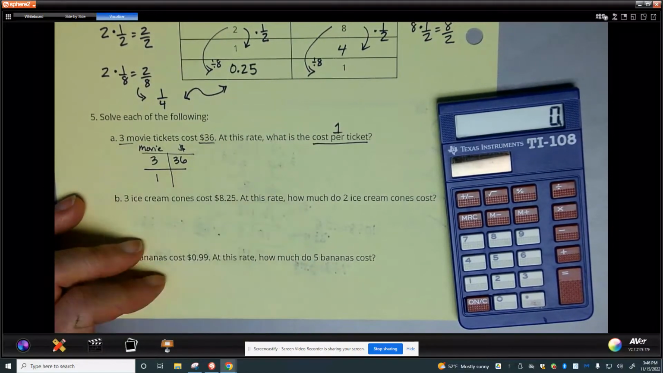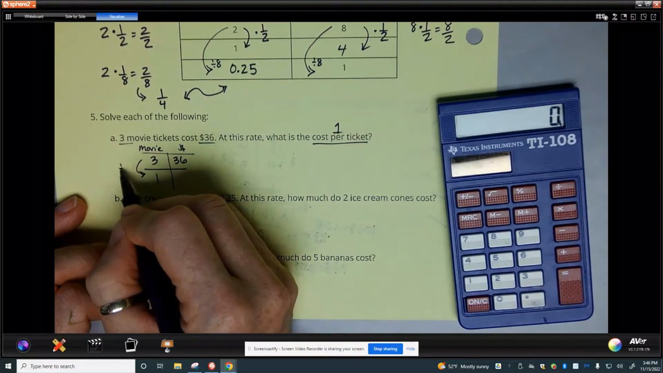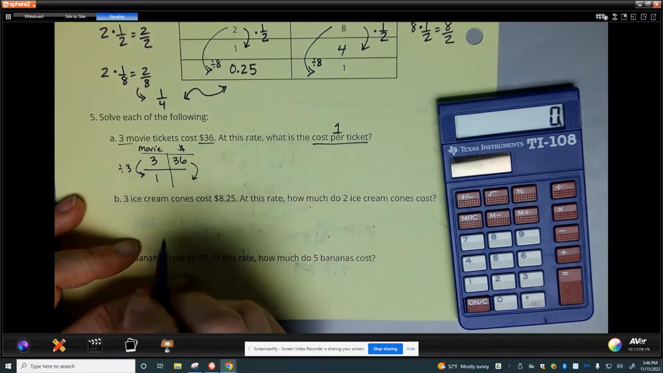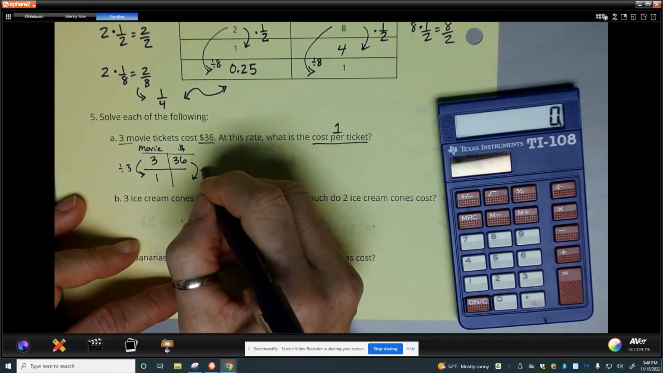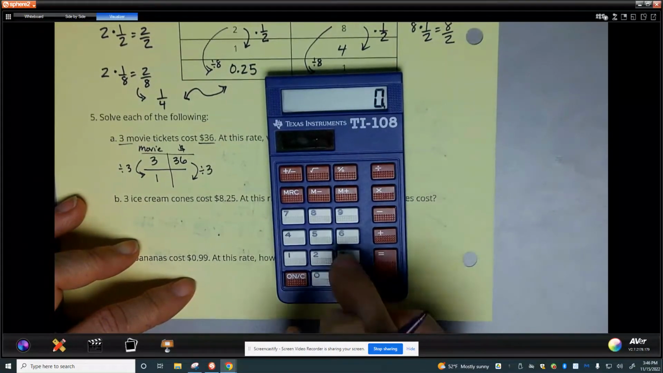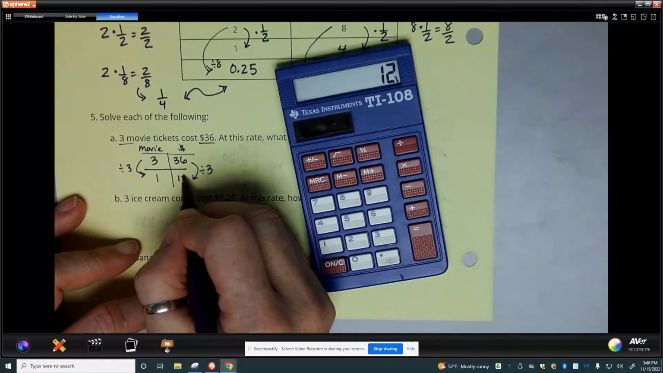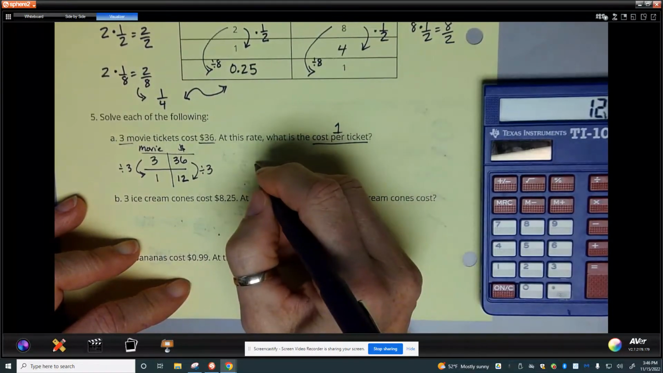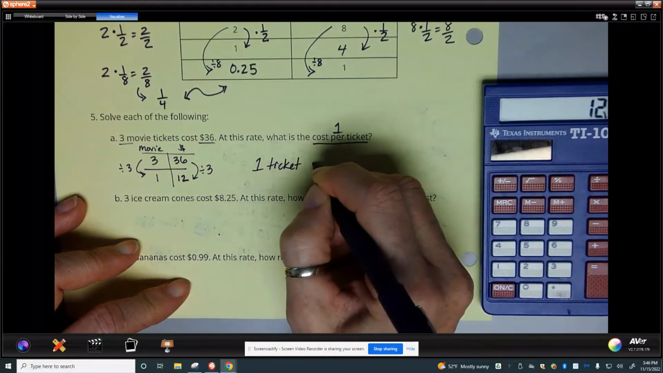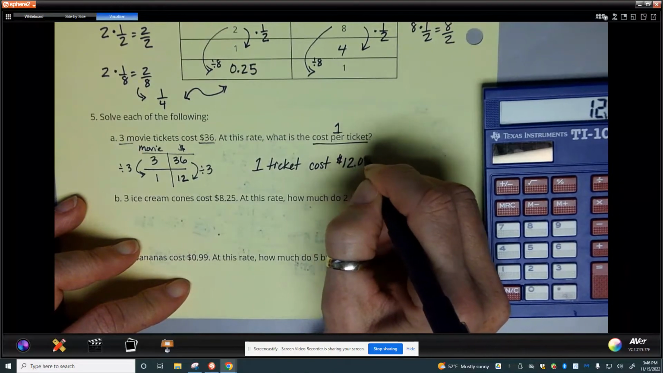Because I'm talking about cost per 1 ticket, I need to find the 1. Thinking about how do I turn a 3 to a 1, we always divide by itself. 3 divided by 3 is 1. So to do the same thing to the other part of the ratio, to keep it equivalent, we will divide by 3. 36 divided by 3 is 12. 1 ticket costs $12.